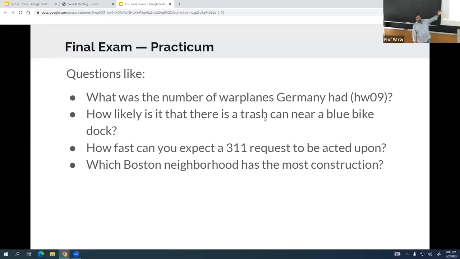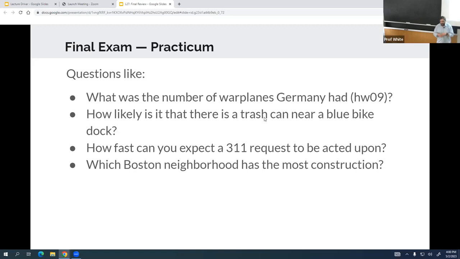There are really interesting equity issues with 311 as well, where in really rich neighborhoods, 311 reports come in a lot and they get fixed a lot. And in poor neighborhoods, they don't come in very often and they don't get fixed very often. So it's interesting research there.